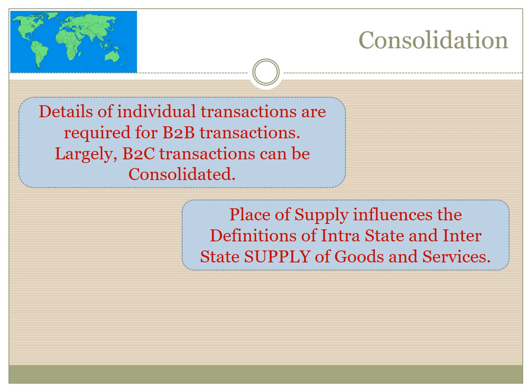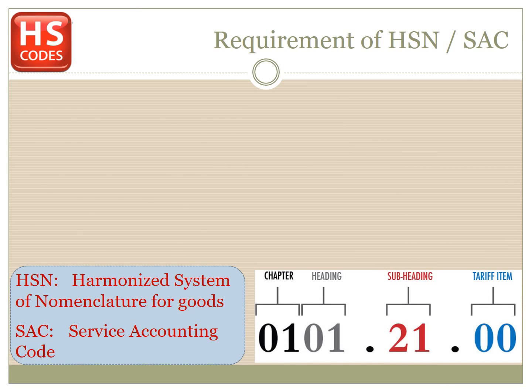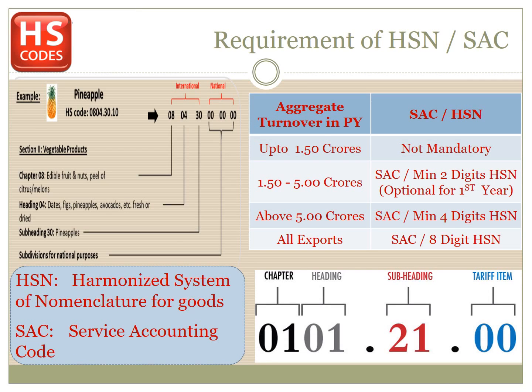It determines whether a given transaction is subject to SGST, CGST or IGST. To know more, kindly go through my video on GST place of supply. Supplies to unregistered dealers cannot be consolidated if place of supply is in different states. The place of supply has to be captured at invoice level so that it is possible to segregate the supplies. Also important is the requirement of SSC and HSN.